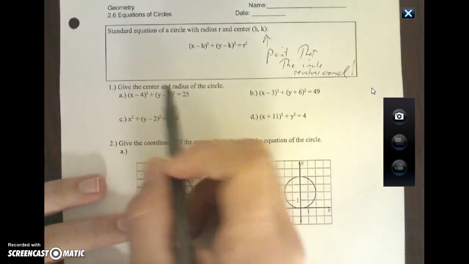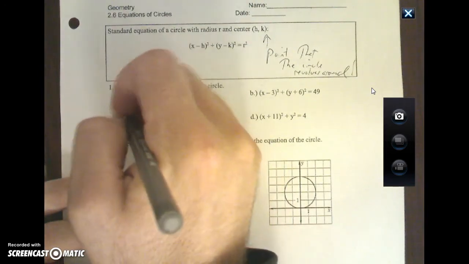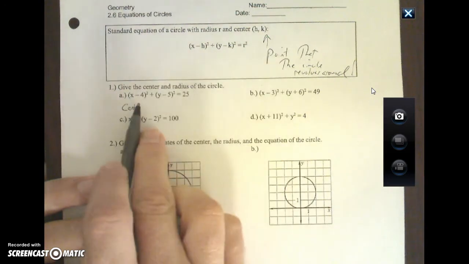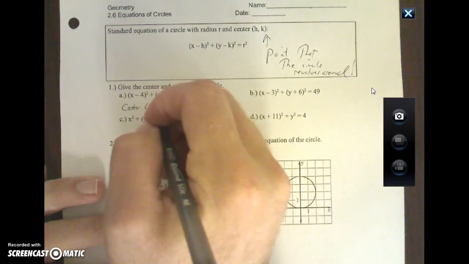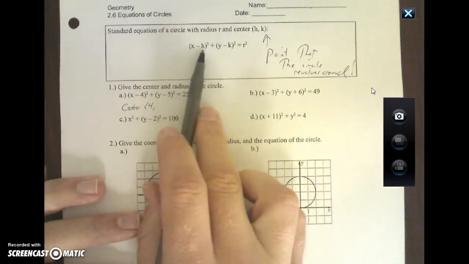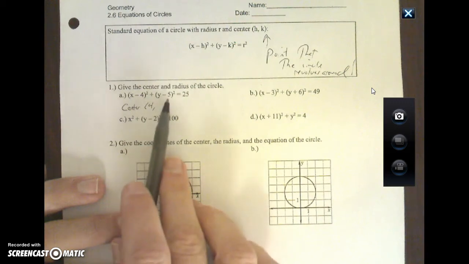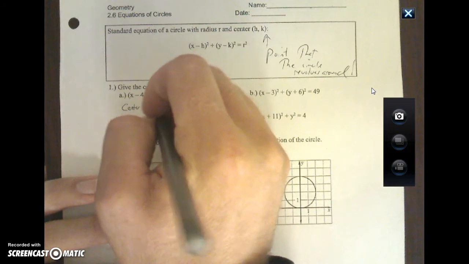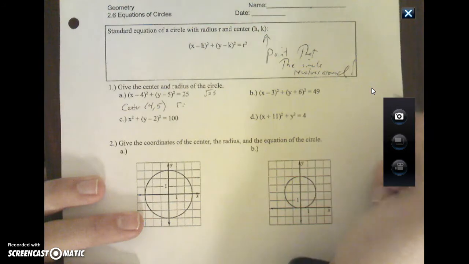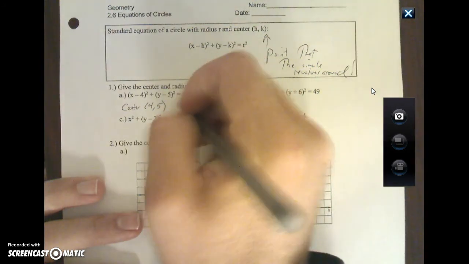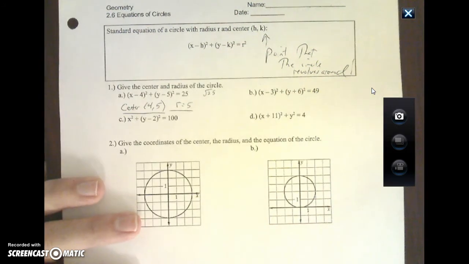So let's take a look at a few example problems. They want the center here, and again, it's the opposite sign. So it wouldn't be -4, it would be +4. And yes, the h is the x value for your center, and the k is the y value for your center. So what's the opposite of -5? +5. There's your center. That's all there is to it. To find your radius, it's not 25, but what's the square root of 25? 5. And really, it is that simple.